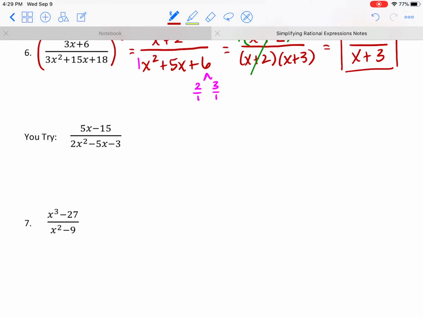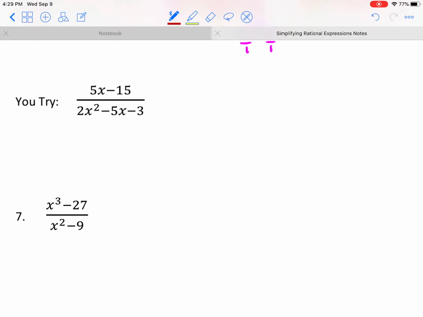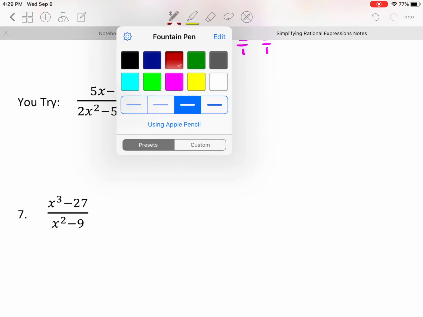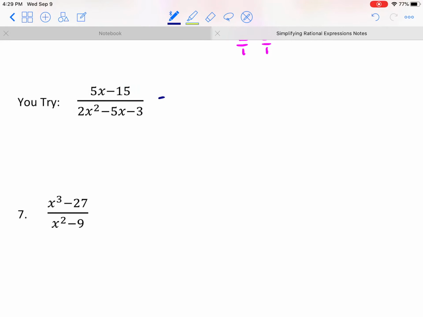Okay? Alright, so if you're feeling good about this and you want to try it out, go ahead and give this one a shot. If not, on the top, the 5 terms in this fraction don't have anything in common. But on the top, we can factor. On the top, there's a GCF of 5. So if we factor that out, we're left with x minus 3.